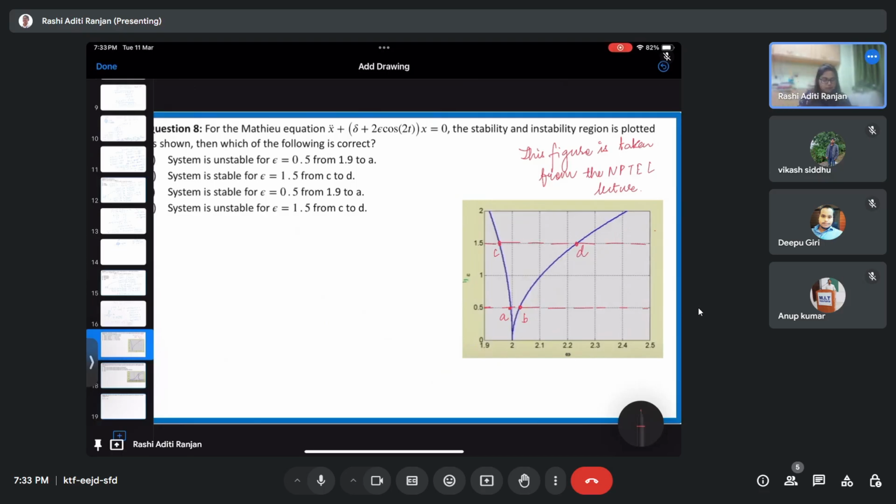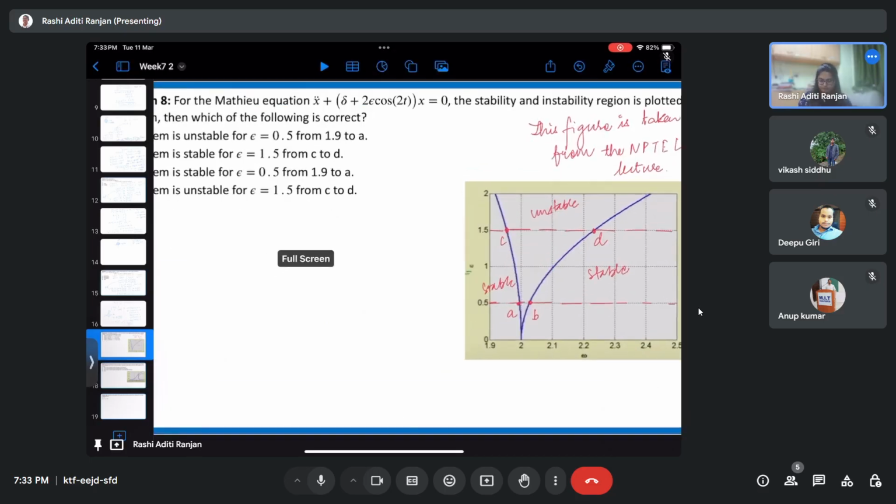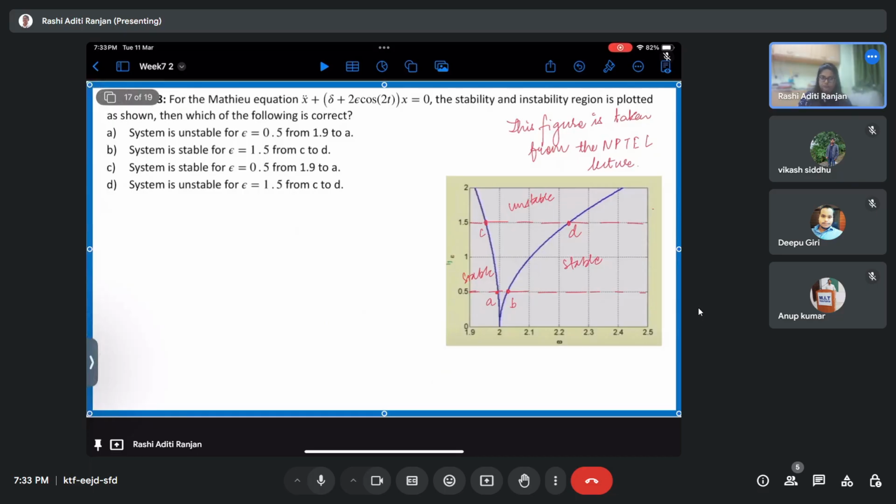And okay, so this is the unstable region. This is stable, and this is stable. Let me check. Yeah. Okay. That's fine. So this is the figure.